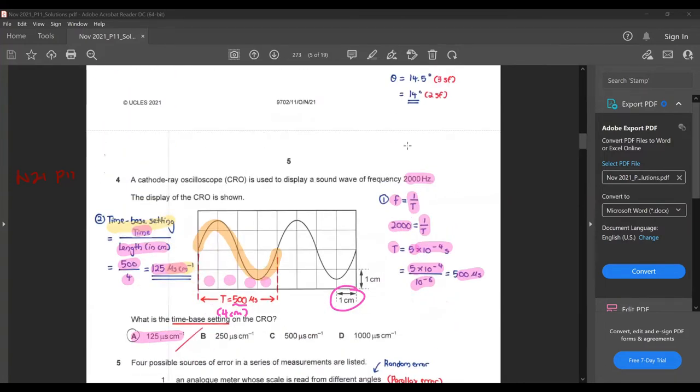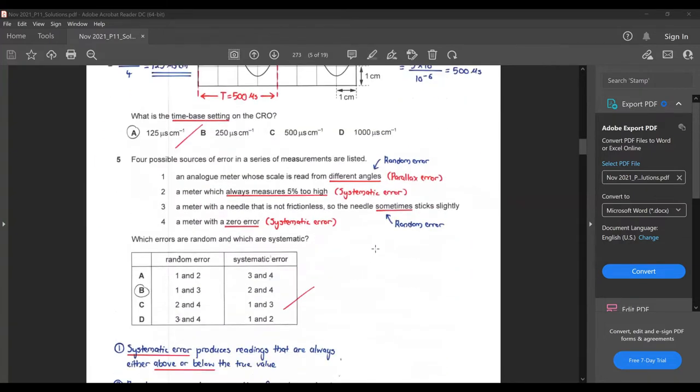Okay, so this one is fine. Then I move on to number 5. Okay, so for number 5, you have 4 possible sources of errors in a series of measurements that are listed here. You have an analog meter whose scale is read from different angles. You have a meter which is always measuring 5% too high. You have a meter with a needle that is not frictionless, so the needle sometimes sticks slightly. So then the last one is a meter with a zero error.